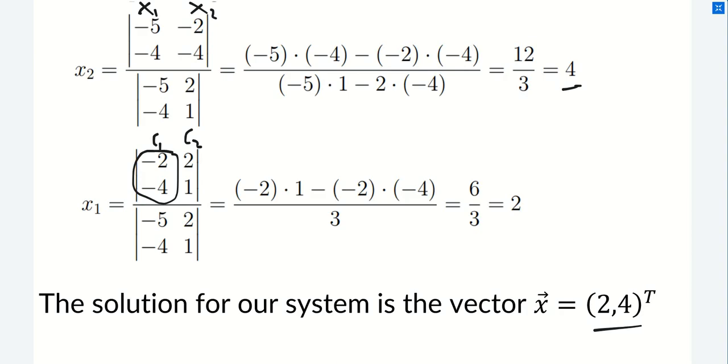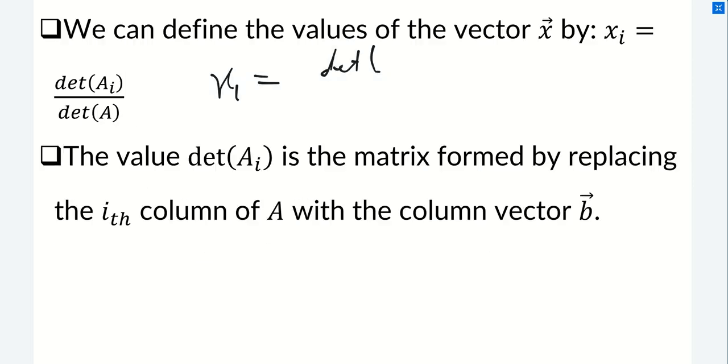If you go back, you saw it over here. So if you want to find x1, replace column 1 with this. If you want to find x2, replace what? The second column with the vector B. All right, so that is that.